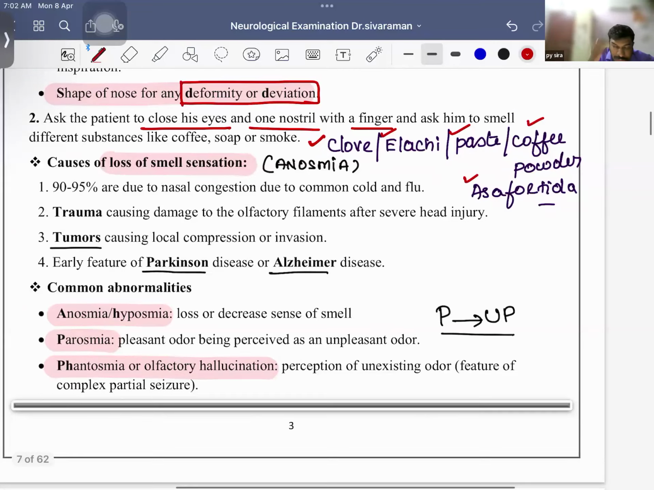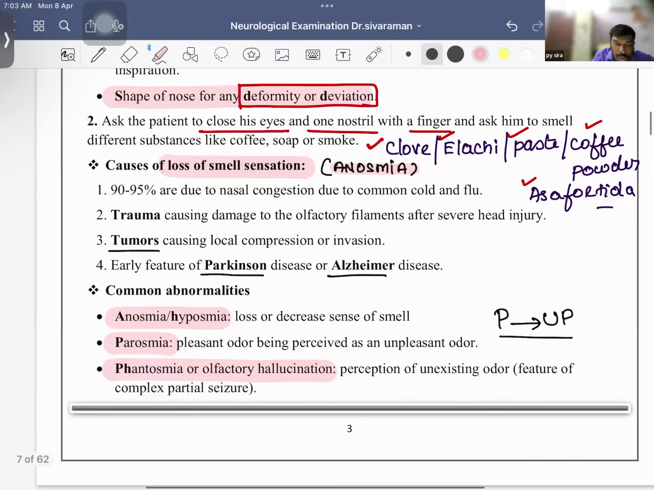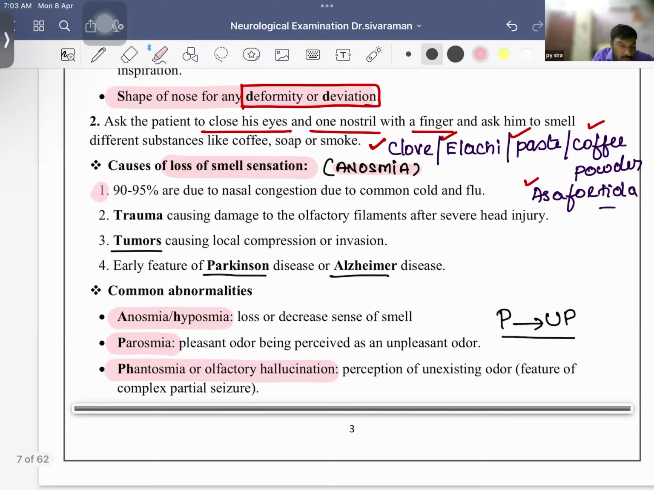Loss of the sensation of smell is called anosmia. Anosmia is usually 90% due to local causes. It can also be due to trauma, tumor, and diseases like Parkinson's disease, Alzheimer's disease, or Huntington's disease. In neurodegenerative diseases you will get loss of smell, that is called anosmia.